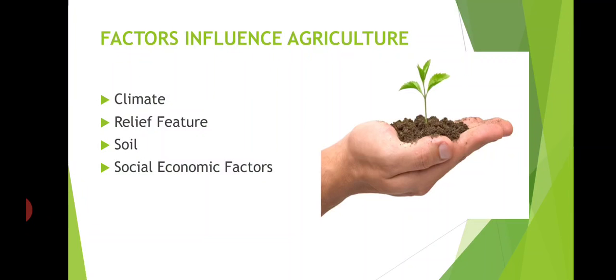Factors influencing agriculture. Climate. The role of climate is crucial in governing agricultural activities. Throughout the world, temperature and rainfall are the basic factors on which agriculture survives. Relief features. The land on which crops are grown is known as arable land, and lowlands such as plains, river valleys, and deltas are the most suitable for the cultivation of crops rather than hilly areas.